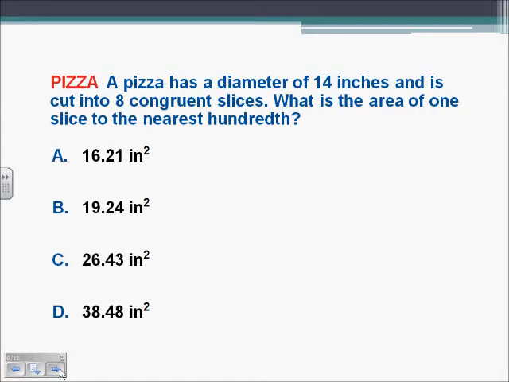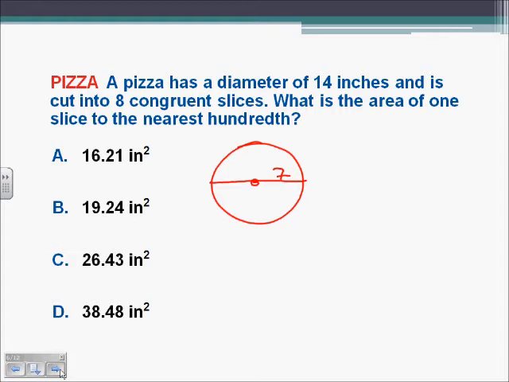In this problem, a pizza has a diameter of 14 inches and is cut into 8 congruent slices. What is the area of one slice to the nearest hundredth? So we draw our pizza. We know it is a circle. It's got a diameter of 14, which means the radius is going to be 7. If each one of those slices is equal, they're going to have an equal angle, which means we have an equal sector measure for each one of their sector area.